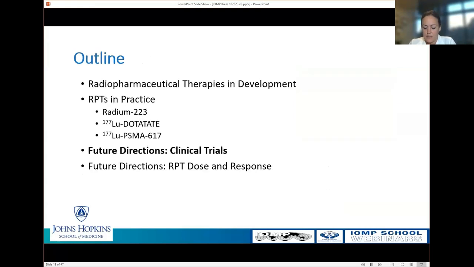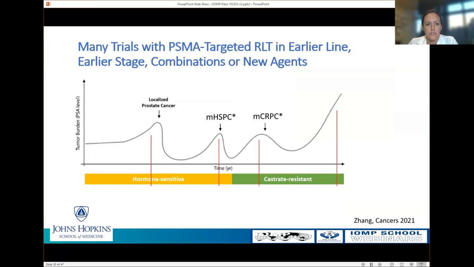For future directions, first I want to touch on the many ongoing clinical trials, not just of new agents, but of new applications of currently approved agents. So I just want to focus on prostate cancer on this slide. This is a prostate cancer continuum that shows the PSA over time as a patient goes from having been diagnosed with localized prostate cancer and treated, to if they have a recurrence of hormone-sensitive metastatic prostate cancer, and then eventually if their disease becomes castrate-resistant and progresses. This is the PSA level over those different timeframes.